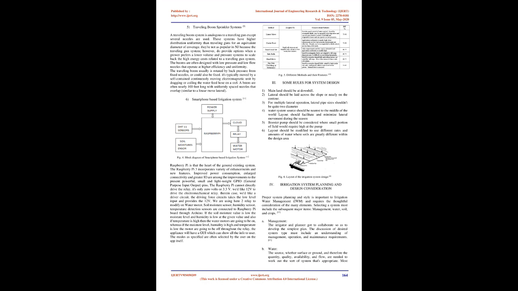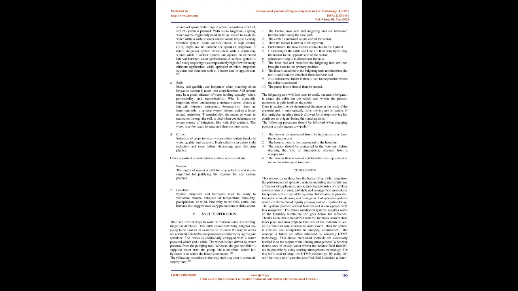The Raspberry Pi cannot directly drive the relay. It's only 0 volts or 3.3 V. We'd need 12 V to drive the electromechanical relay. In that case, we need a driver circuit. The driver circuit takes the low-level input and provides the 12 V. We are using two relays here to switch on the water motor.